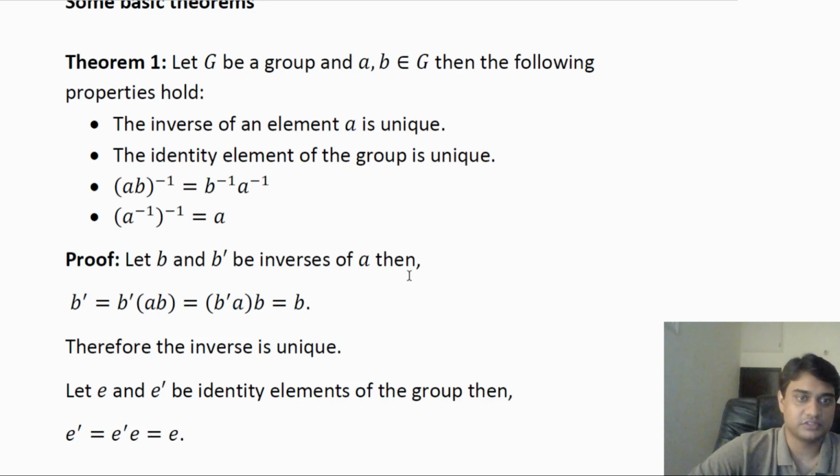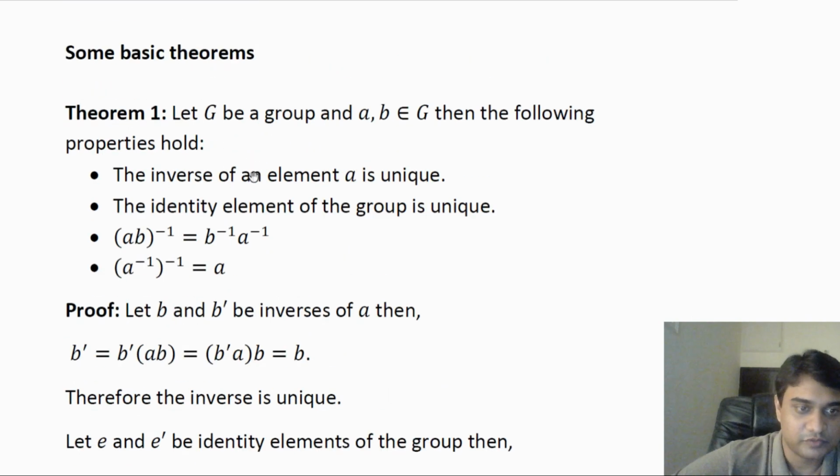First of all, the inverse of an element a is unique. So if a is an element of a group G, its inverse is unique. The second one is that the identity element of the group is unique. There is just one identity element of the group; there cannot be more than one. And next, the inverse of a times b is b inverse times a inverse, and the inverse of a inverse is the element a itself. Right. So we now prove this.